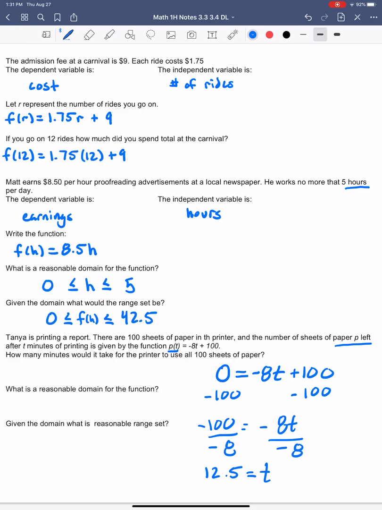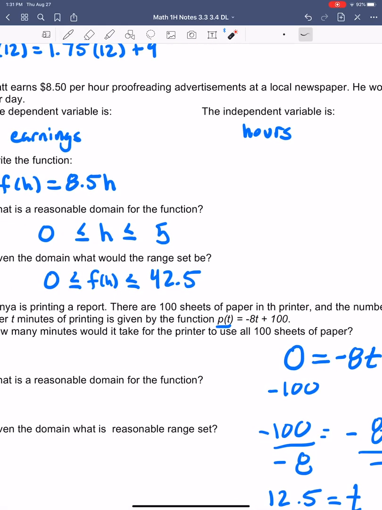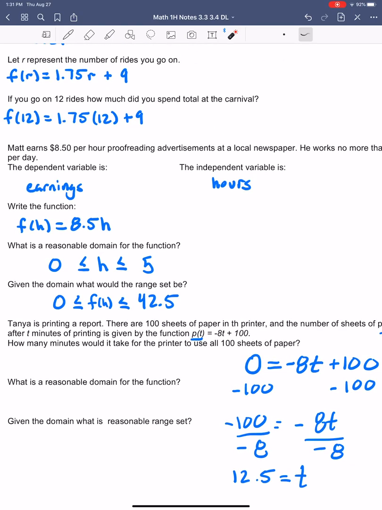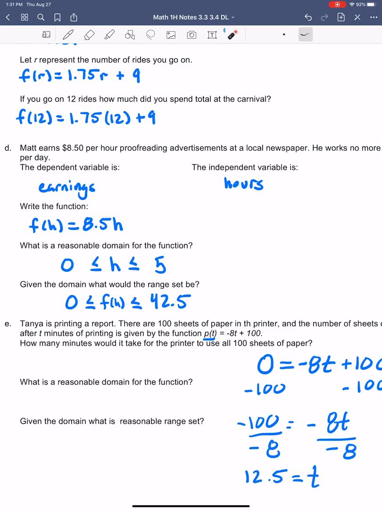Okay, and it says what's a reasonable domain for the function? Remember, the domain is my independent variable, so in this case the domain is going to be my t, right? And t is time. So the least amount of time that this is going to take is 0. And the most amount of time to use all the paper, well, we just figured that out, is going to be 12.5. So that's the reasonable domain.